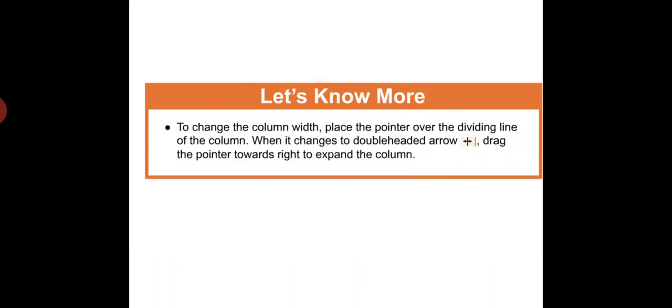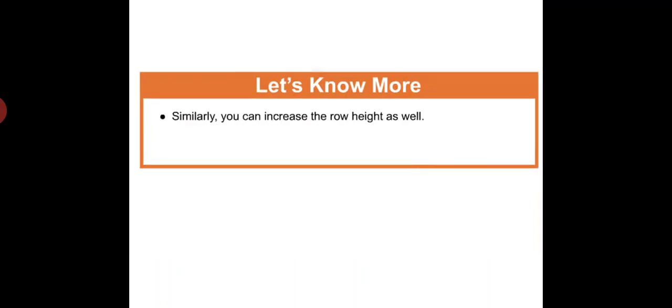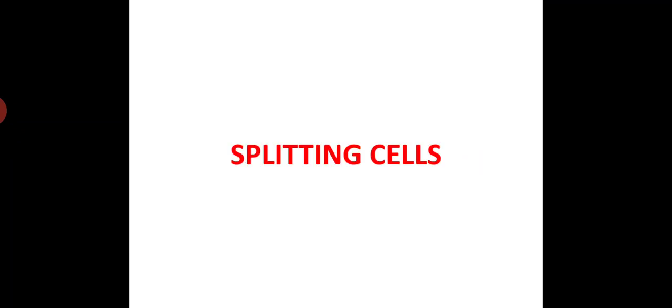Let's know more. To change the column width, place the pointer over the dividing line of the column. When it changes to double-headed arrow, drag the pointer towards right to expand the column. Similarly, you can increase the row height as well.